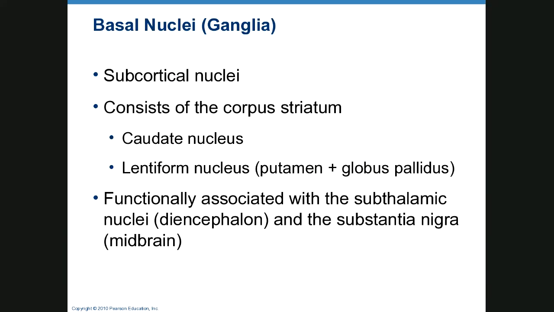Okay, basal nuclei are basal ganglia. These are beneath the cortex, so they're called subcortical nuclei. And they're little areas of gray matter. And we have the caudate nucleus, the lentiform nucleus, and they're functionally associated with subthalamic nuclei, as well as the substantia nigra in the midbrain.